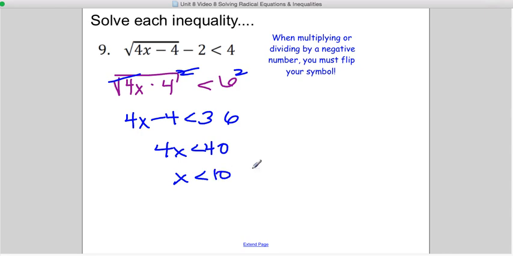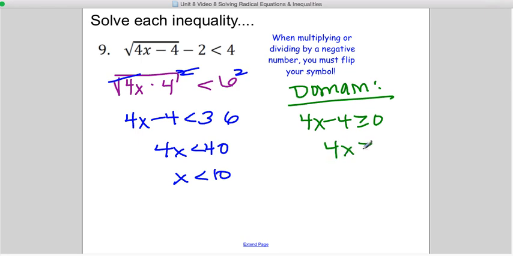So this is the first part. Then I always go ahead and check my domain. What is underneath my radical, 4x minus 4, must be greater than or equal to 0. So 4x must be greater than or equal to 4. X must be greater than or equal to 1.